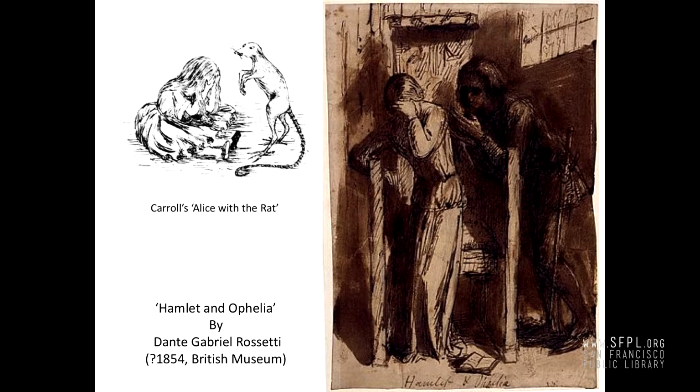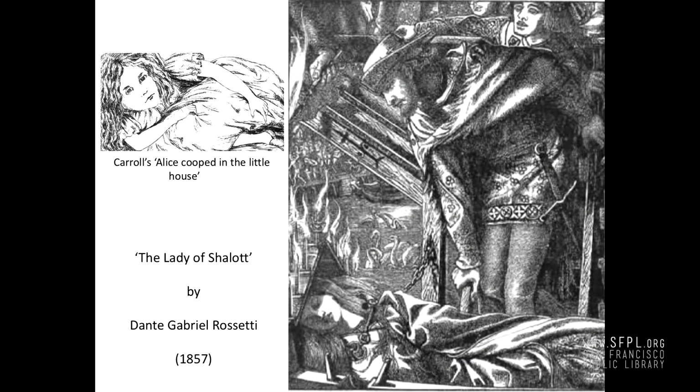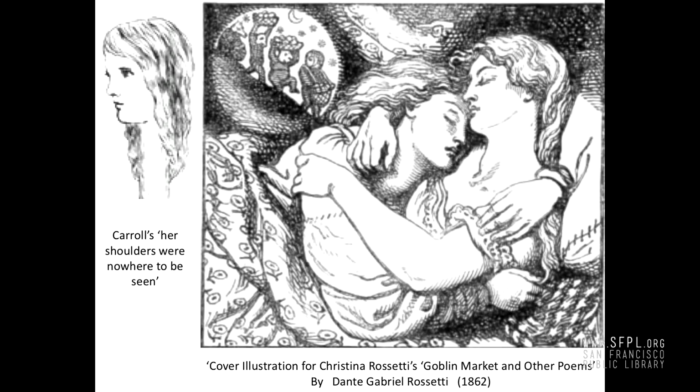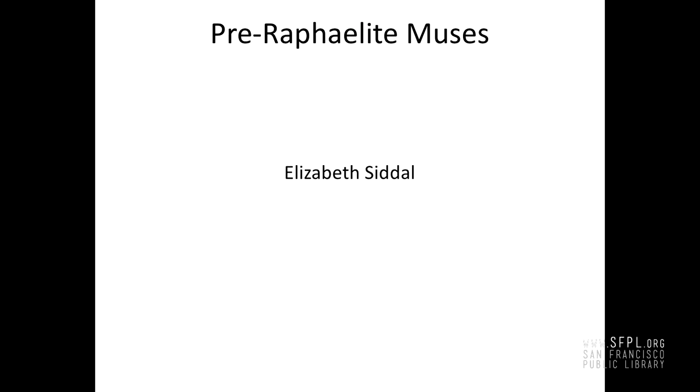This is Hamlet and Ophelia. Ophelia's crying. So here's a juxtaposition. Here's the cooped up in the little house, this possible relationship with this Lady of Shalott. This is the cover illustration of Christina's book of poems done by her husband, possible relationship and so on.